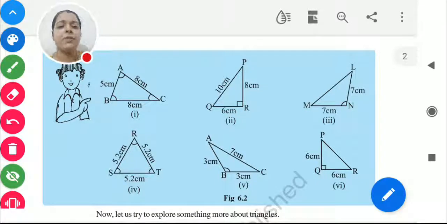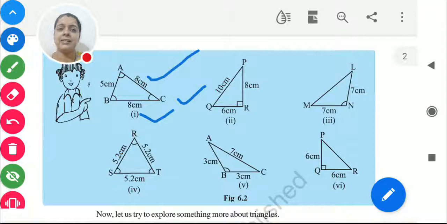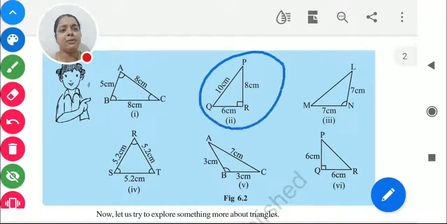When you go for the first one, what do you find? Two sides are 8 centimeters, 8 centimeters, meaning two are the same, one is different. So when two are the same and one is different, what will it be? Isosceles. Two are the same, one is different, it will be isosceles. Here we find that all of them are different. One is 6, another is 8, another is 10. This is known as scalene.